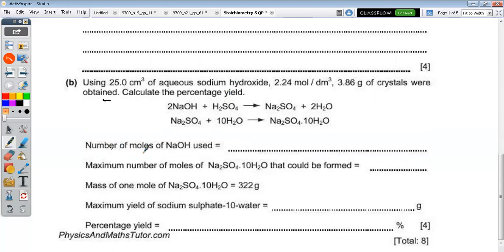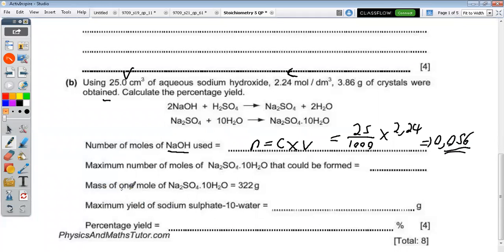They always help you to do it step by step, so let's do step by step. Number of moles of hydroxide. What are we given here? The volume and the concentration. Do you agree? From what we said, in your formula, in your book, number of moles is concentration times volume. So in this case, it's 25, but it should be in cubic decimeters, divided by that, multiplied by the concentration 2.24. What do you get? 0.056 moles.